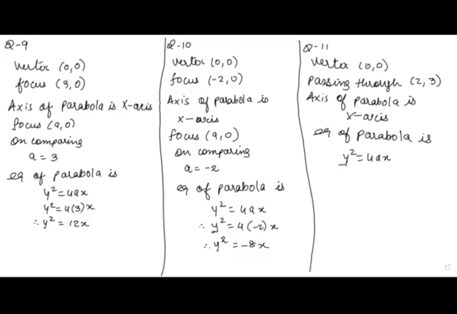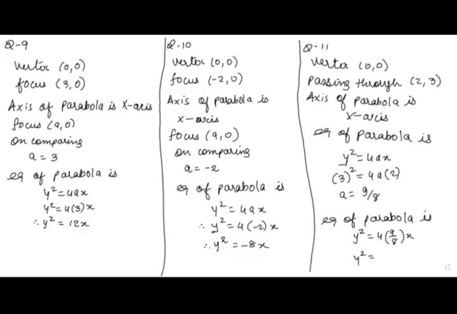As it passes through 2 comma 3, I can keep the value of y as 3, the value of x as 2. So value of a that I will get is 9 by 8. So equation of parabola in this case is y square is equal to 4ax, that is y square is equal to 9 by 2 x. This is the equation of parabola that we got.